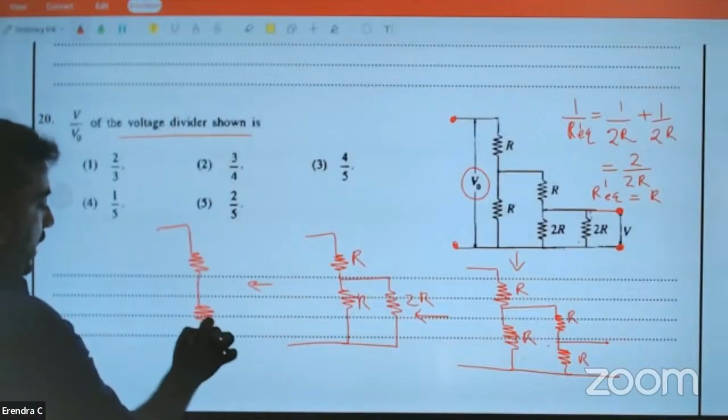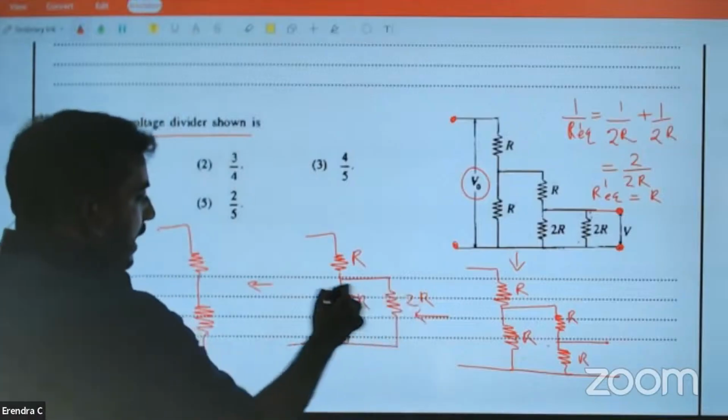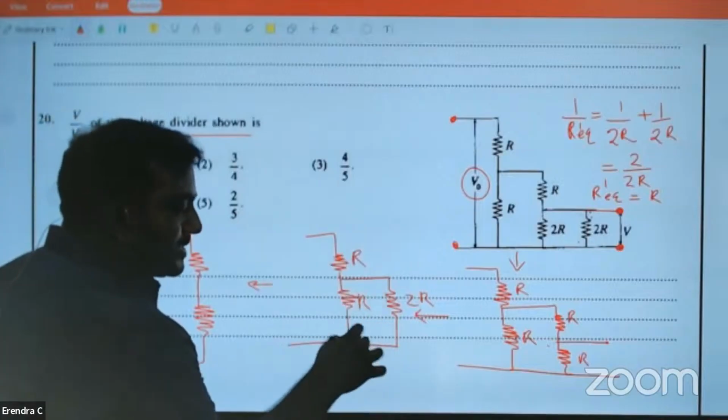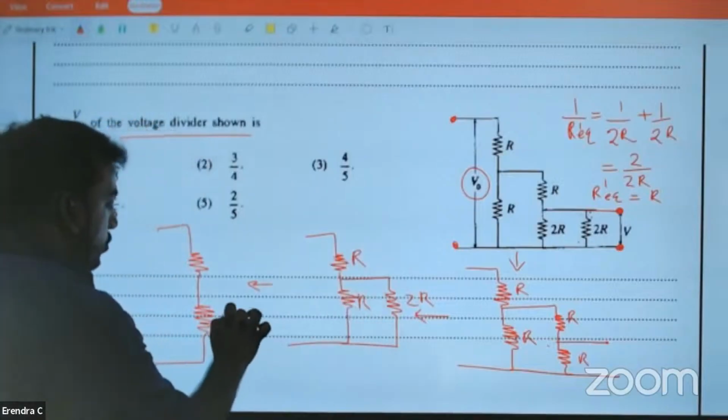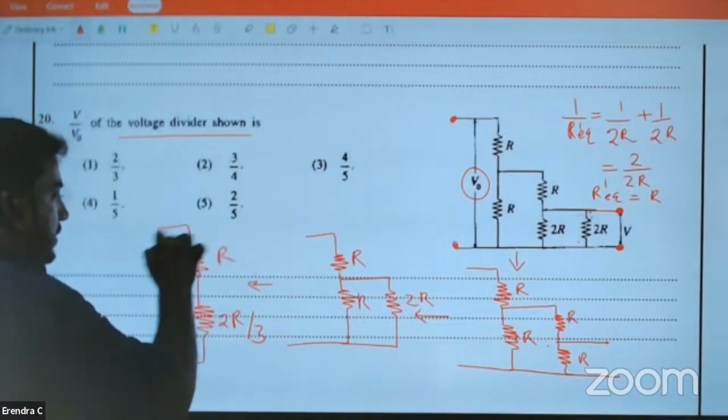How do you get the equivalent? Very simple. Multiply both, 2R squared, divide by addition, 3R. So 2R divided by 3 R here. Right. Look at the board now.